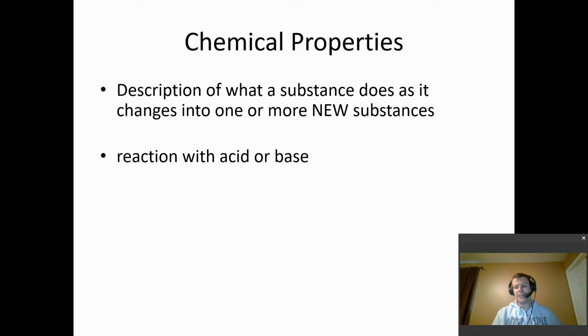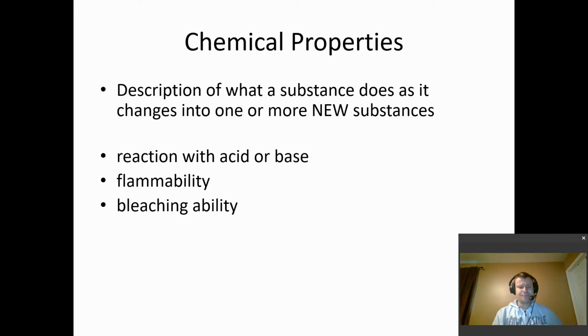So, does a substance react with an acid or a base? That's a common chemical property. Is something flammable or not flammable? So I could say gasoline fumes are extremely flammable. I could say a piece of paper under the right conditions is fairly flammable. But what would be a good example? This mug that my coffee is in, not very flammable, right? Maybe it will burn at some point with enough intense heat, but I wouldn't say it's very flammable.